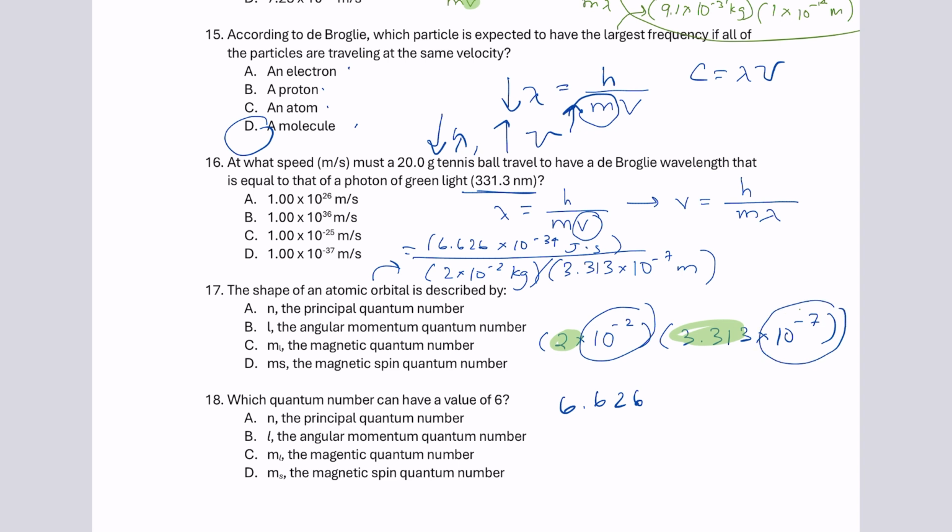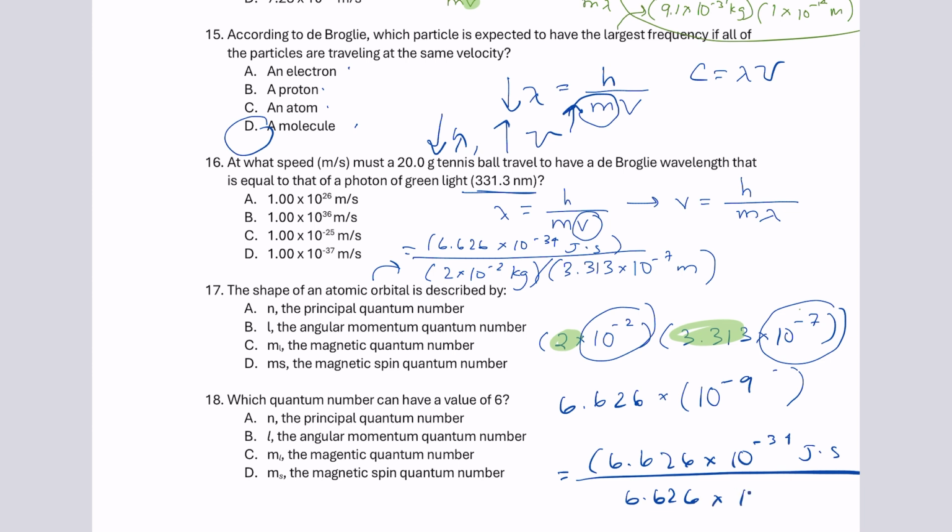We're multiplying these out, so really we're going to be adding the exponents. When we add the exponents, we get negative 2 plus negative 7, and that's equal to negative 9. So the denominator is now 6.626 times 10 to the negative 9. Let's rewrite it. We have our numerator, which we haven't touched, 6.626 times 10 to the negative 34 joules times second. And now we have in our denominator 6.626 times 10 to the negative 9 kilogram times meters.